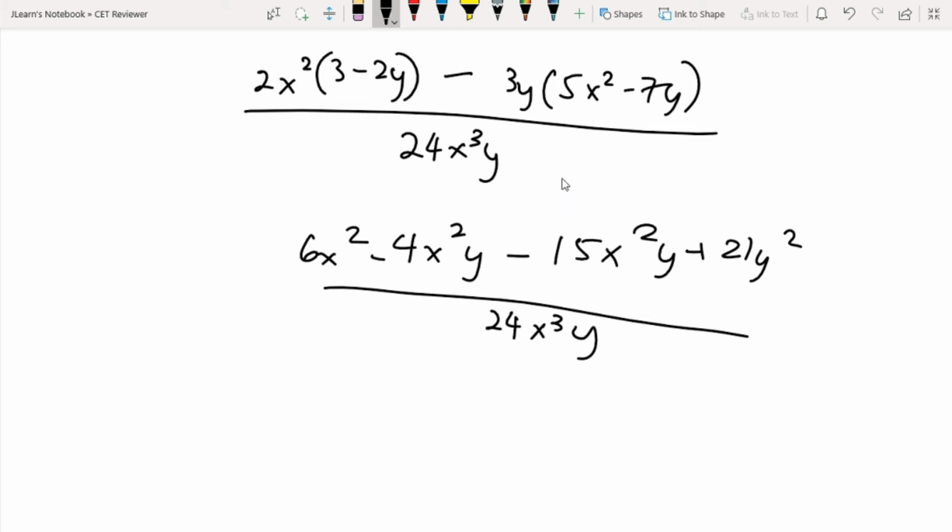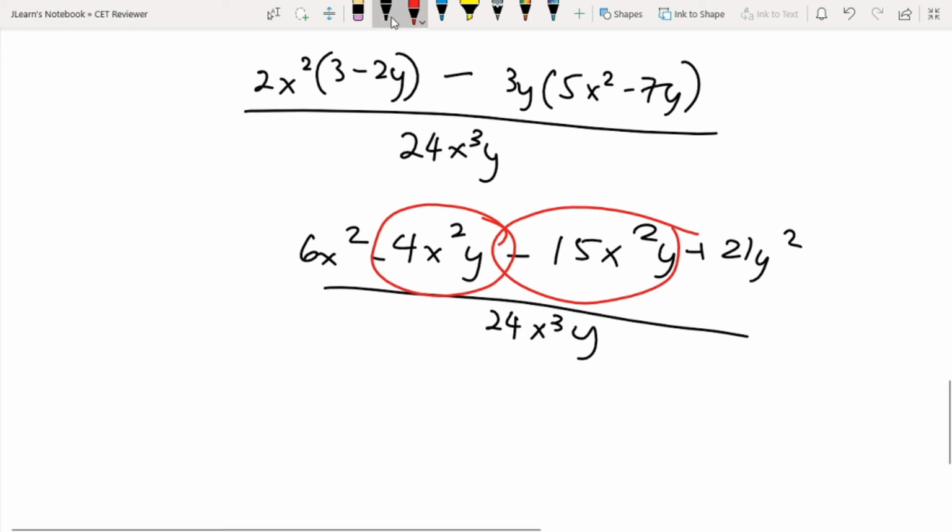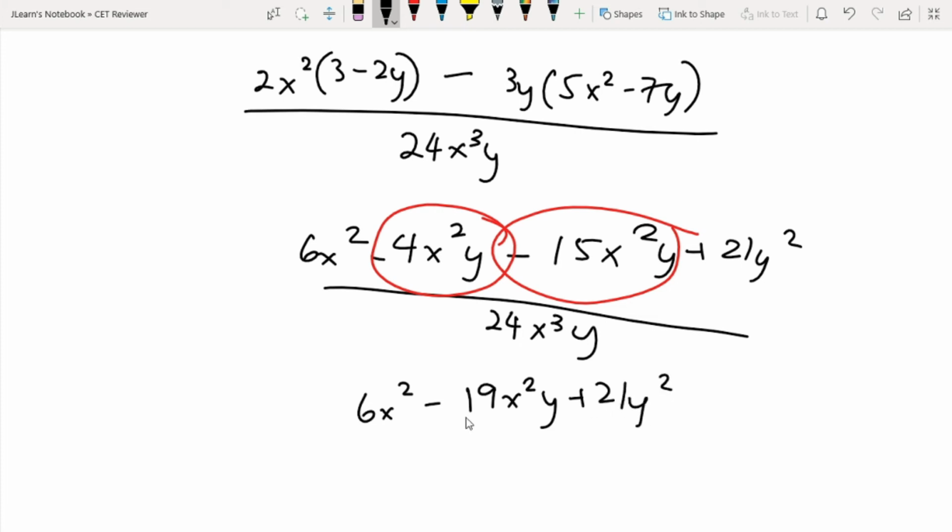Okay? Now we just combine similar terms. Makikita mo na similar yung negative 4x squared y dito and negative 15x squared y. So we just combine them into negative 19. Okay, so magiging 6x squared minus 19x squared y plus 21y squared all over 24x cubed y squared.